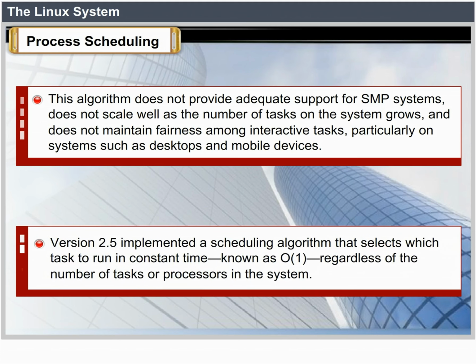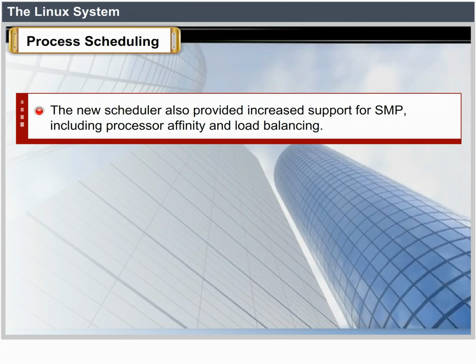Version 2.5 implemented a scheduling algorithm that selects which task to run in constant time, known as O(1), regardless of the number of tasks or processes in the system. The new scheduler also provided increased support for SMP, including processor affinity and load balancing.